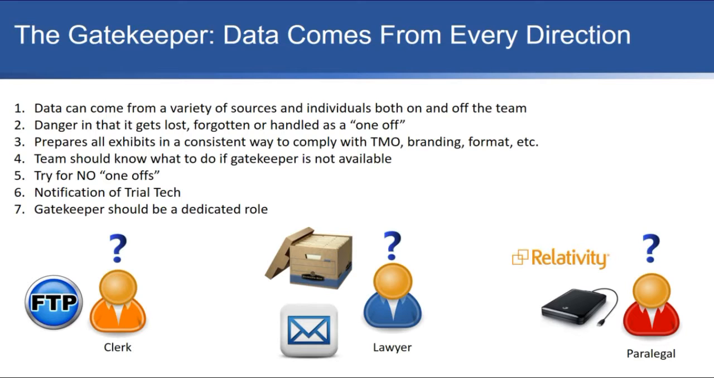The team definitely needs to know what to do if the gatekeeper is not available. So how will exhibits be handled, and how should everyone on the team work together to make sure that the trial tech gets that exhibit? Because things happen when they're not there. The trial tech going to sleep or something shouldn't stop the entire team from working. It should also encompass notification of the trial tech for any one-offs, and that gatekeeper really should be a dedicated role to a very select group of people who understand and get why it's so important.